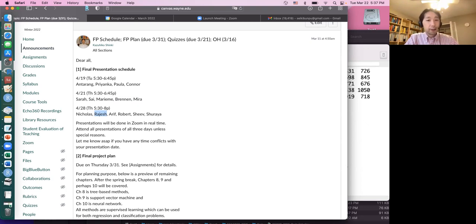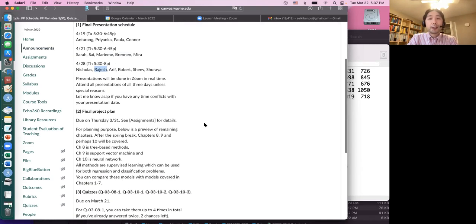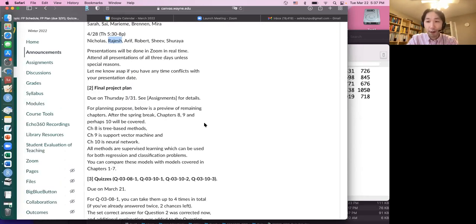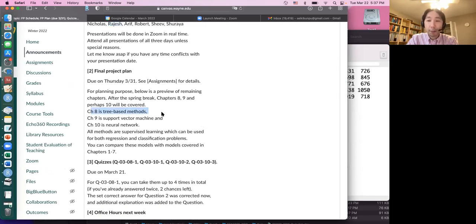Okay, so that's the final presentation, and you may have difficulty making a final project plan because we haven't covered all chapters of the textbook. So let me briefly explain what will be covered in chapters 8 to 10. Chapter 8 is tree-based methods, chapter 9 is support vector machines, and chapter 10 is neural networks. And all of those methods are supervised learning.